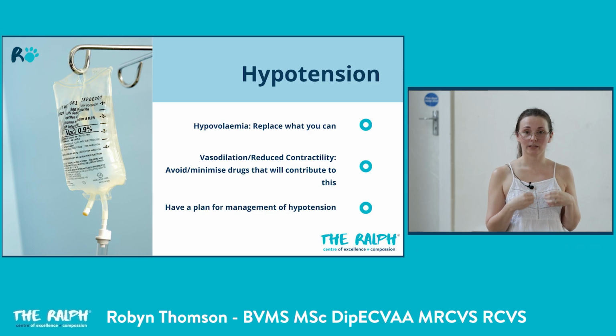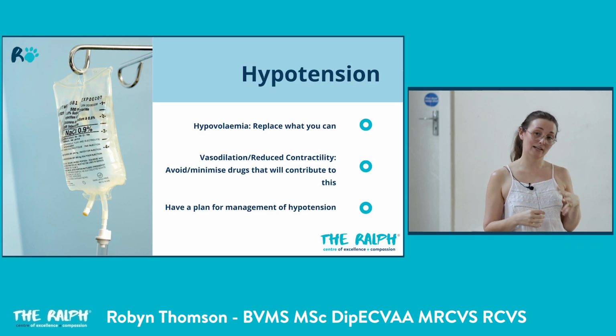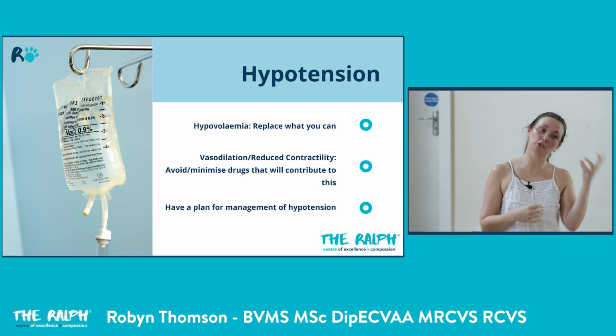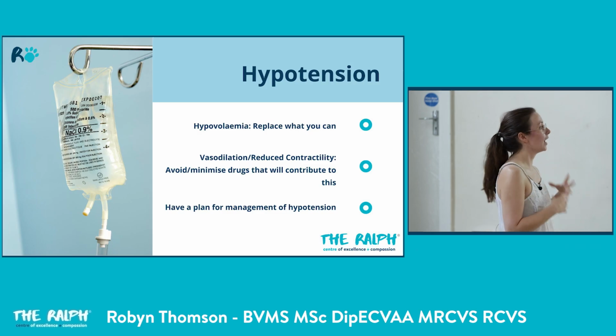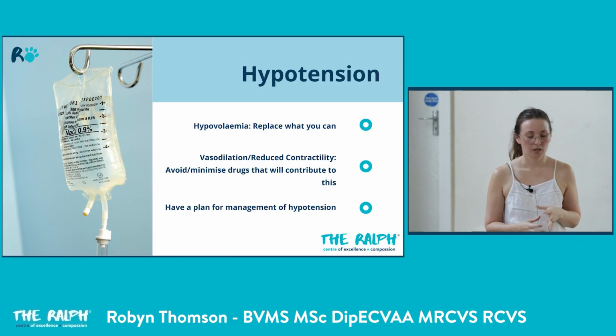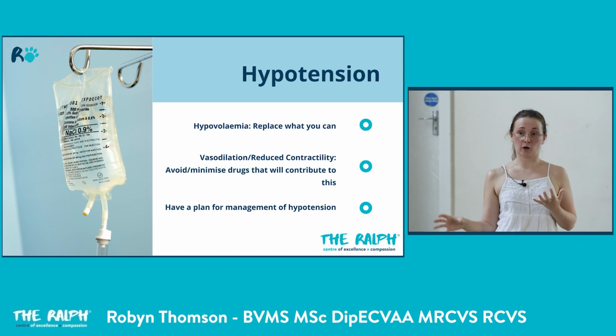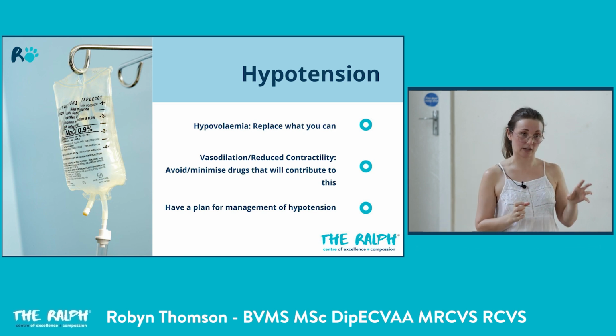So my aim is to try and give a multimodal approach. I'm using smaller doses of multiple drugs to help reduce the chance of this happening, and also utilizing local anesthetics where I can, because they will reduce the other drugs that I have to give. And then I'm going to have a plan in place for managing hypotension. For this case, because I know that my most likely causes of hypotension are going to be fluid loss and vasodilation with the reduced contractility, I'm going to be thinking fluid therapy, and I'm going to be thinking vasoconstrictors.